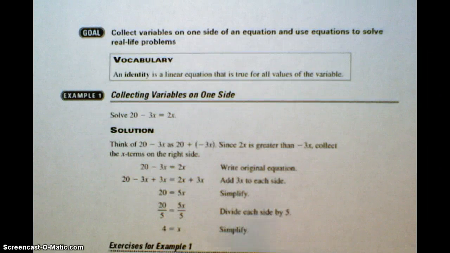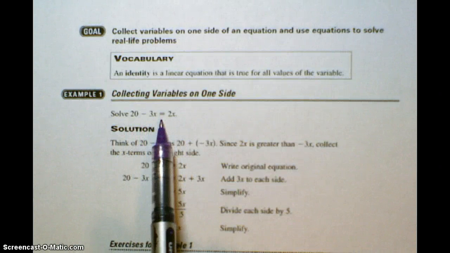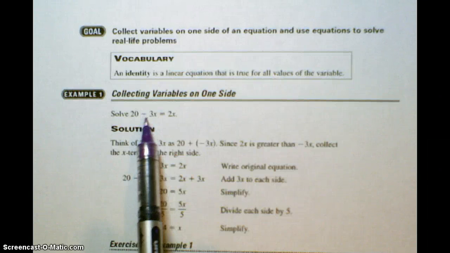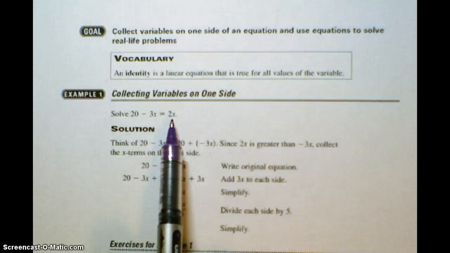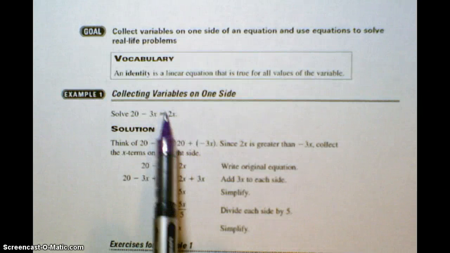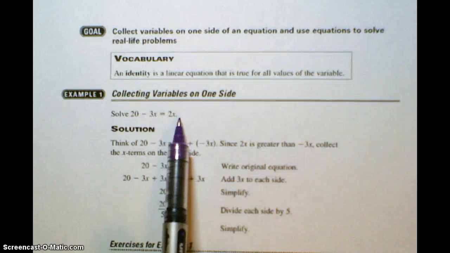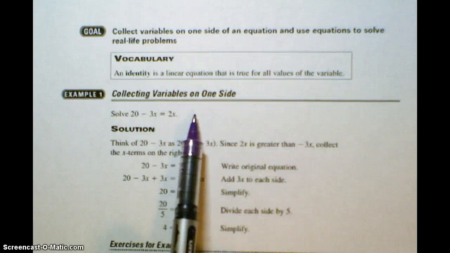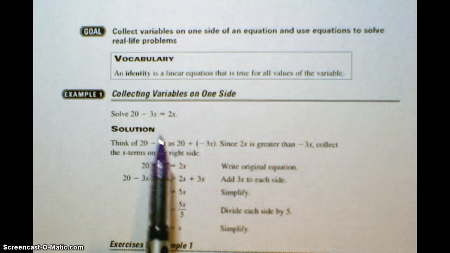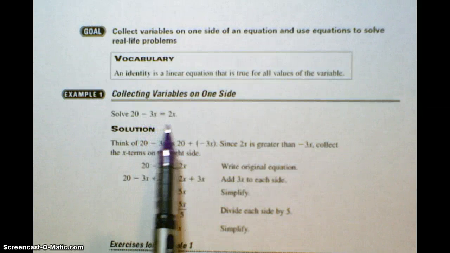In this equation, it says solve 20 minus 3x equals 2x. On the equal sign, I have a variable term on the left and a variable term on the right. I need to gather those together on one side and solve for x. Since there's only one term on this side, I can't leave this side blank. Otherwise, it's truly not an equation, since an equation has to have two sides set equal to each other. So this negative 3x, we're going to move it over here.